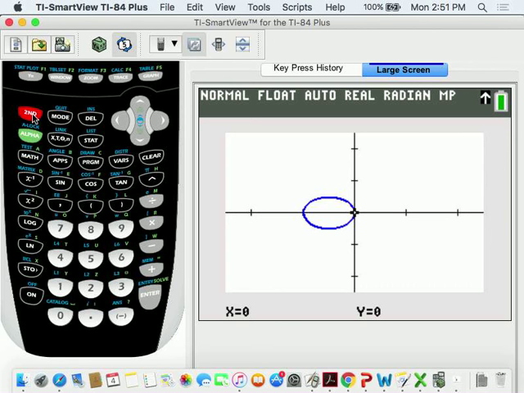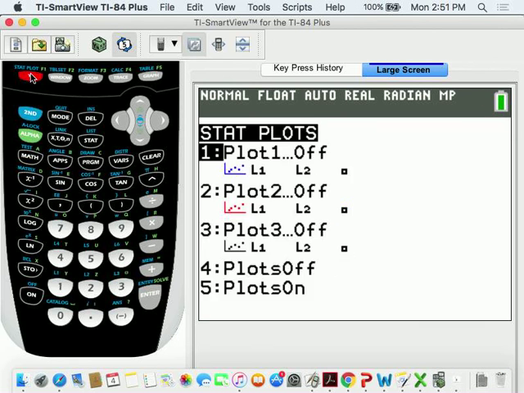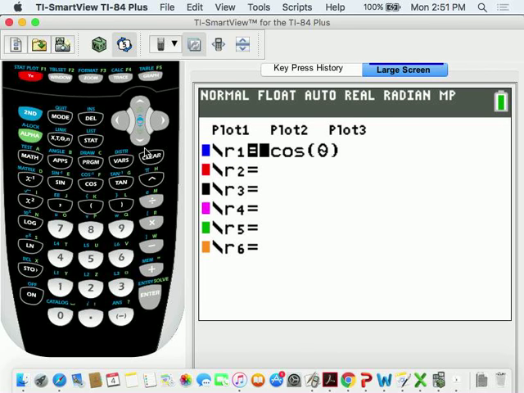Let's go back to y equals. And in R2, let's graph sine theta, just so you guys can see the difference. Okay? Just so you can actually see the difference. So go and put sine theta, and then click graph.